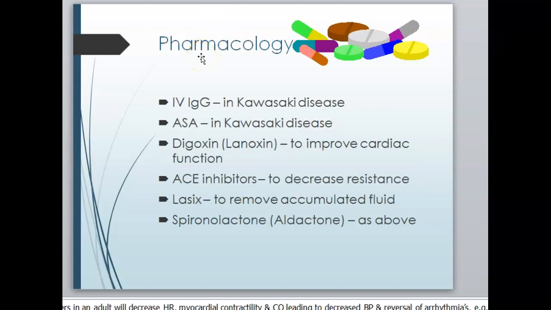So, pharmacological, again, IV IgG in Kawasaki's disease, aspirin, like I said. They may give digoxin or Lanoxin to improve cardiac function. They may be administering ACE inhibitors to decrease resistance, Lasix to remove accumulated fluid, or spironolactone to remove accumulated fluid as well. Beta-adrenergic blockers in the adult will decrease heart rate, myocardial contractility, and CO, leading to decreased blood pressure and reversal of arrhythmias. So an example of that would be Atenolol.